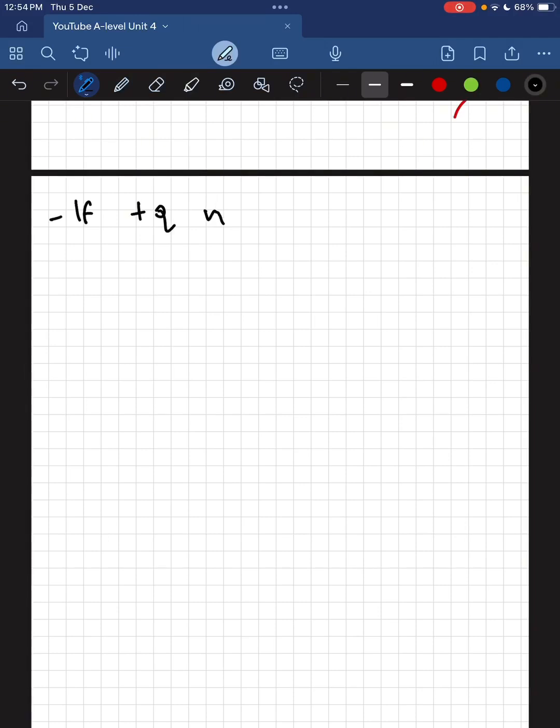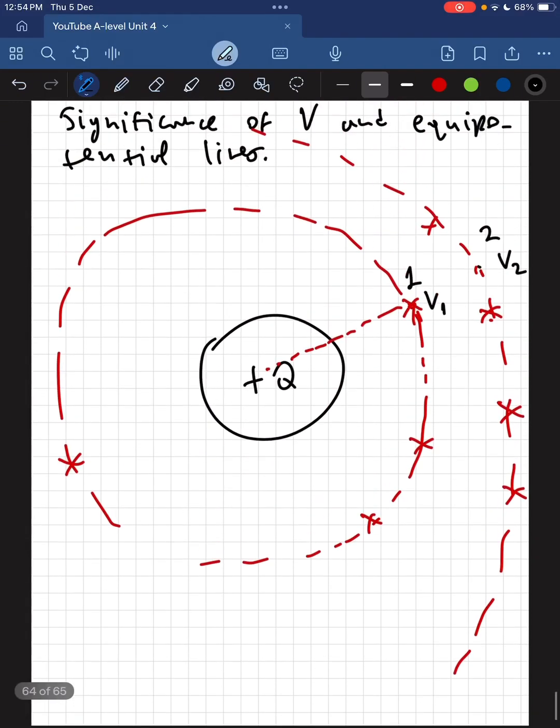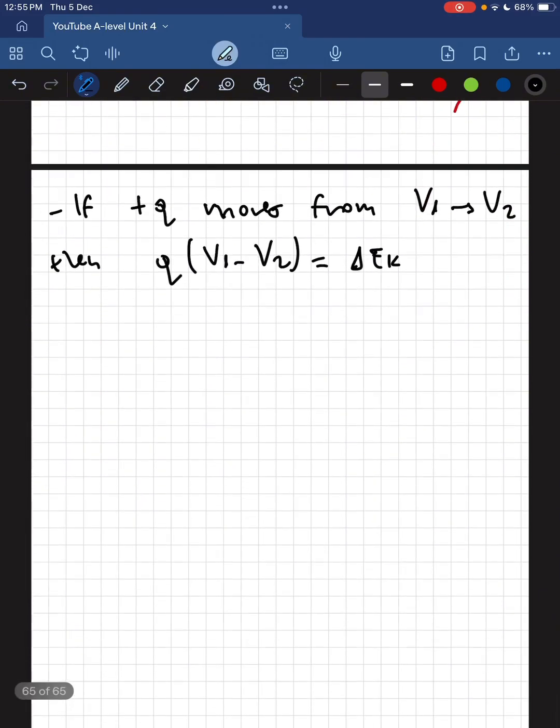If plus Q moves from V1 to V2, then it will acquire some energy equal to Q times (V1 minus V2), which is going to be equal to its kinetic energy. So, for example, if I have a positive test charge and it moves from 1 to 2, it will have some kinetic energy, right? And what is that kinetic energy going to be equal to? It's going to be equal to the difference between this potential V2 and the potential V1. So let's go see this through an example.